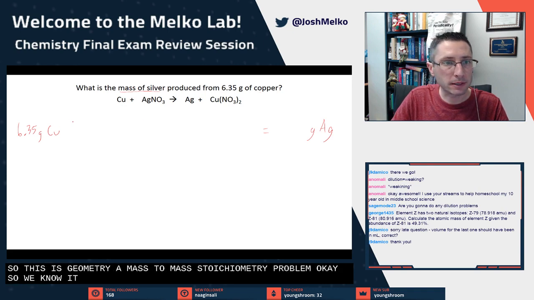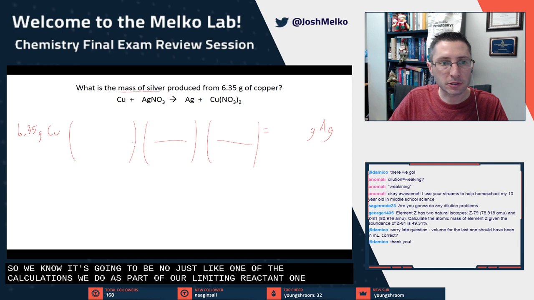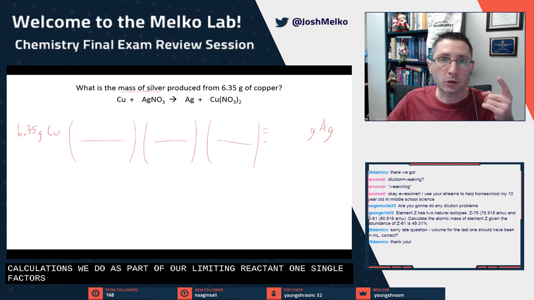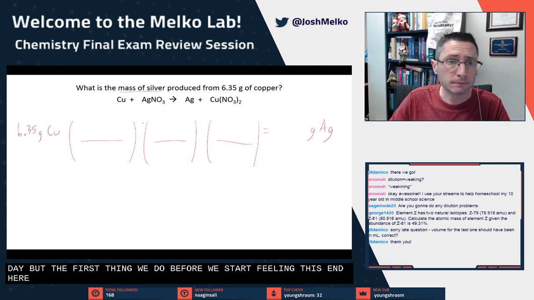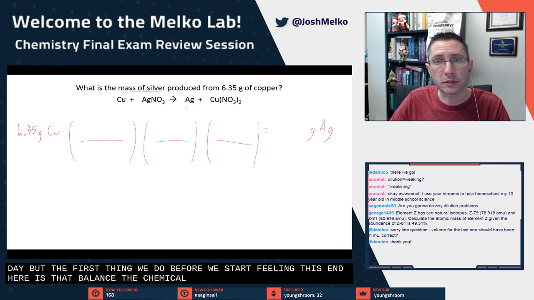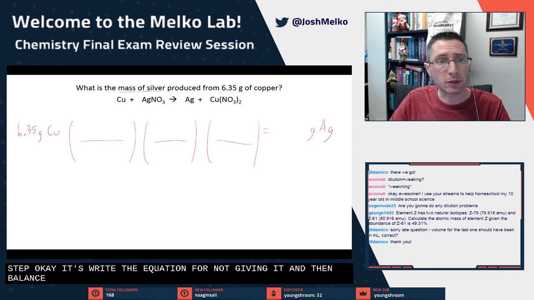We know it's going to be just like one of the calculations we do as part of our limiting reactant ones. It's just a single stoichiometry calculation that is always going to have 3 unit factors: a molar mass, a molar ratio, then a molar mass. But the first thing we do before we start filling this in is balance the chemical equation. That's always our first step: write the equation if we're not given it, and then balance said equation.